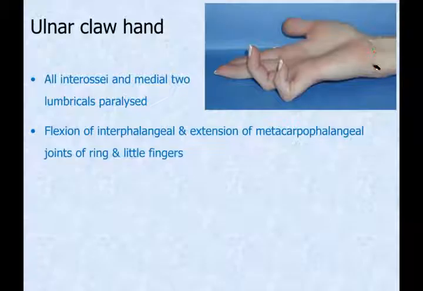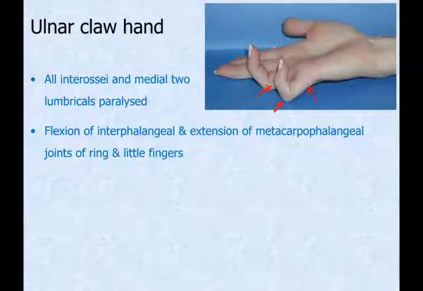Now, look at this ulnar claw hand. You can see in the little finger and ring finger, the metacarpophalangeal joints are extended and the interphalangeal joints are flexed. Why is that happening? Because the ulnar nerve supplies all the interosei and the medial two lumbricals, while the lateral two lumbricals are supplied by the median nerve. Because of the loss of both lumbricals and interosei of the ring finger and little finger, their action is gone. Therefore, the long flexors flex the interphalangeal joints, and the long extensors extend the metacarpophalangeal joints. So that is the reason.